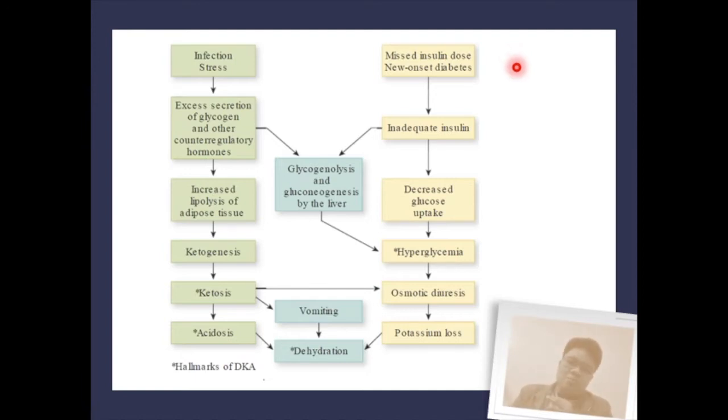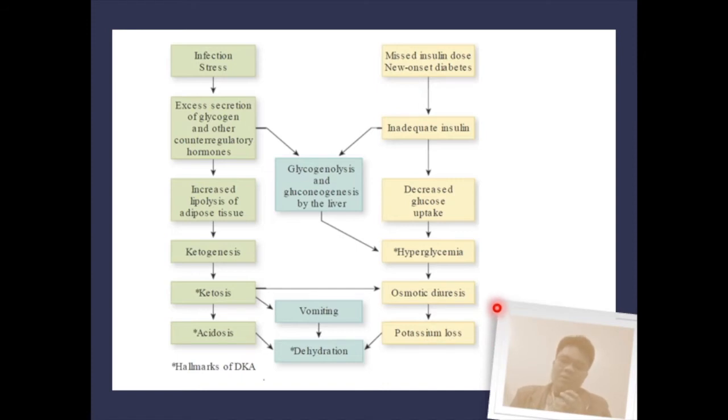So if your patient misses an insulin dose, that would indicate there is an inadequate dose, there is decreased glucose uptake. Despite the decreased glucose uptake, because of the counter-regulatory measures done by our body, glycogenolysis and gluconeogenesis, there will still be an increase of your blood sugar. Okay, a compensatory increase of your blood sugar. Then you have your osmotic diuresis, and because of your osmotic diuresis, you have your potassium loss.